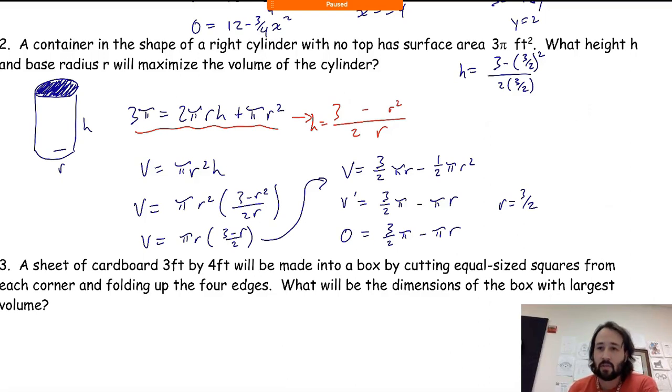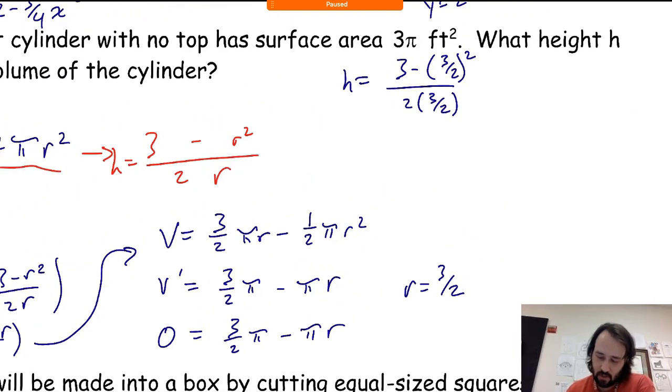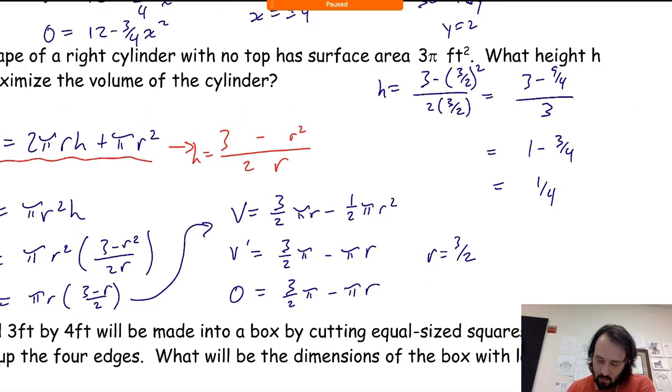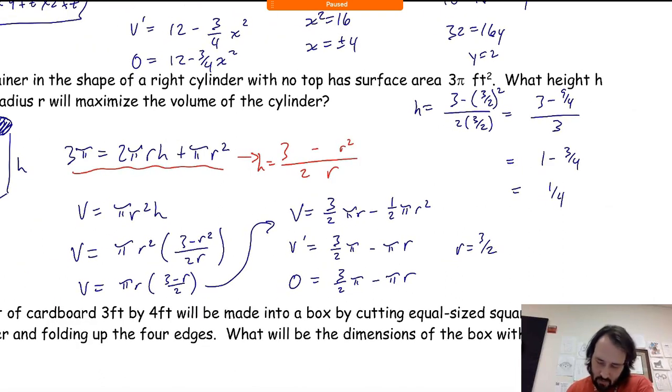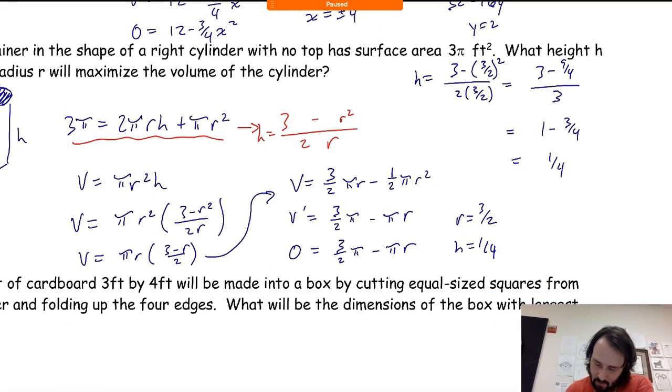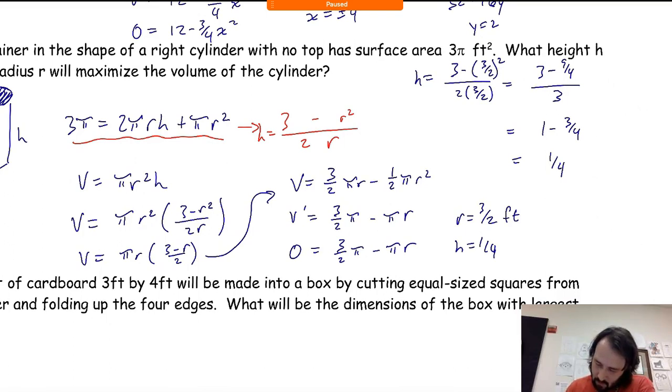You can leave it like that, or you can simplify these numbers if you want to as well. So let's do some algebra just to get us some practice in simplifying. So 3 minus 9/4 over 3. So I'm going to go ahead and divide both those by 3. So I have 1 minus 3/4. So my height would be 1/4. So my radius is 3/2. My height is 1/4. And let's check my units. Feet. So I have feet and feet. Alrighty.